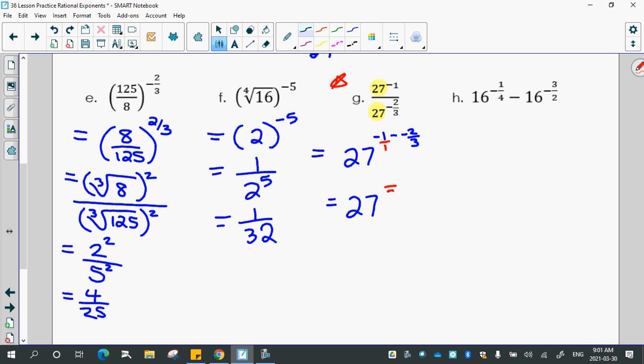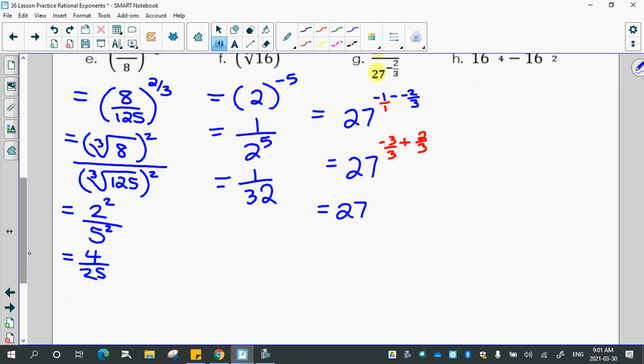So I'm going to have -3 over 3 plus, because minus a negative is adding, 2/3. Which is going to give me 27 to the negative 1/3. Because now that I have a common denominator, I keep the denominator and add the numerators. Negative 3 plus 2 is negative 1. And now it becomes a regular question. A negative exponent. So I would probably do 1 over the 3rd root of 27.